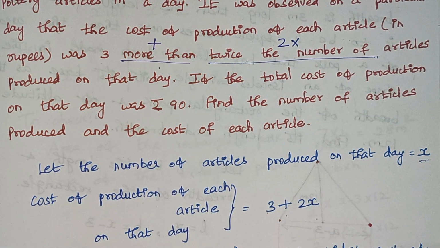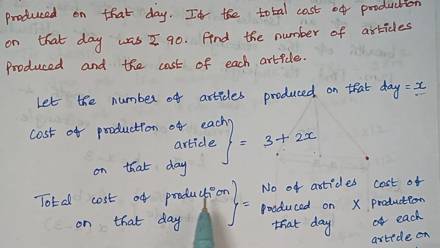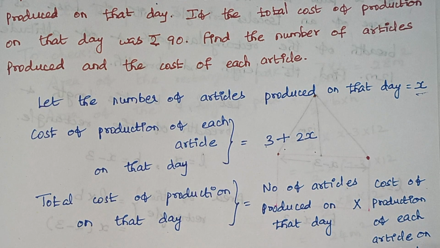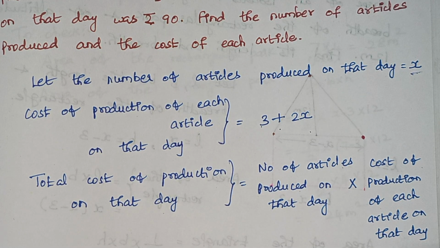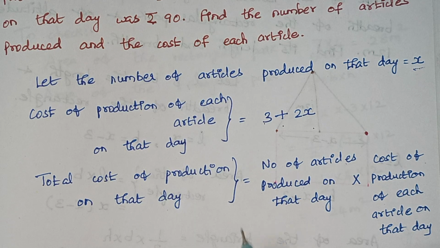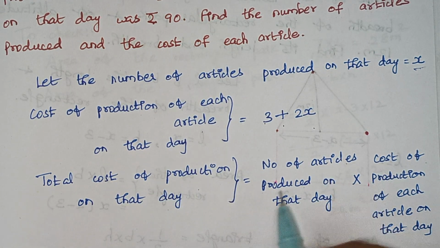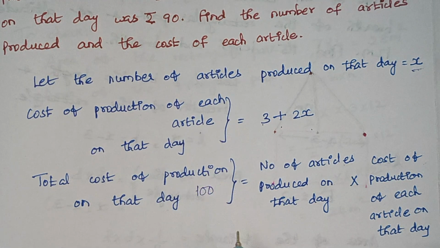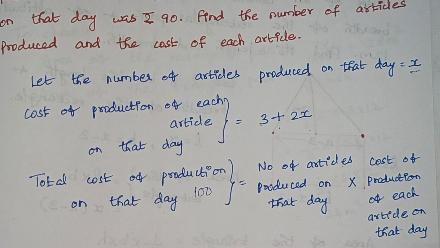Right. Now the total cost of production on a particular day was given. So the total cost of production on that day is given by the number of articles produced on that day into the cost of production of each article on that day. Is it clear? You see, for example, let us take the total cost of production to be some 100, just for an example. It is given as 100. How will you calculate the cost of production? That is the number of articles produced into the cost of each article, right?